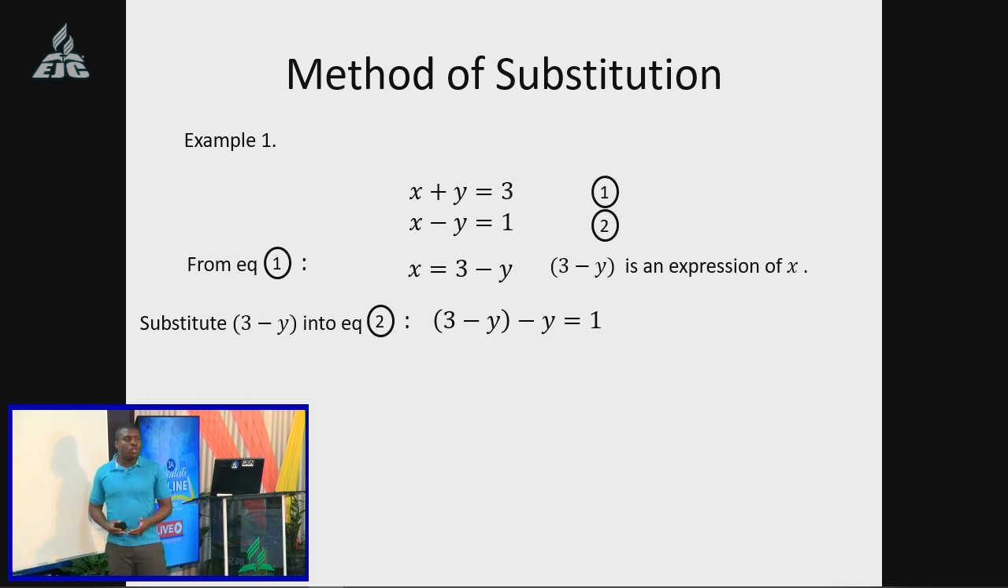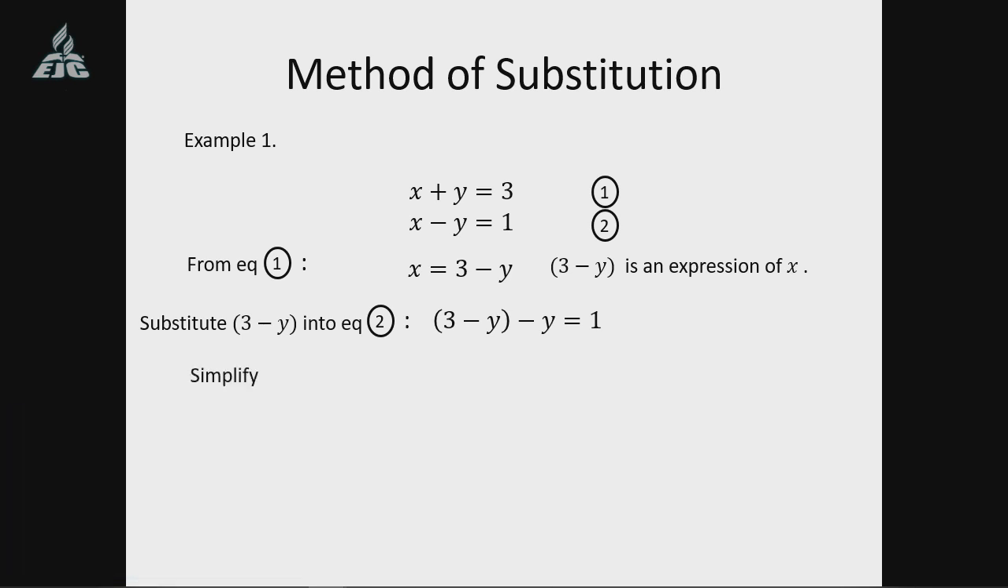So in equation 2, we had x minus y equals 1. So instead of writing x, we say 3 minus y in place of x in our equation x minus y equals 1. Now once we have that together, we can simply go ahead and simplify the equation. So 3 minus y is pretty much 3 minus 2y because we're adding negative y 2 times. And of course, that is equal to 1.